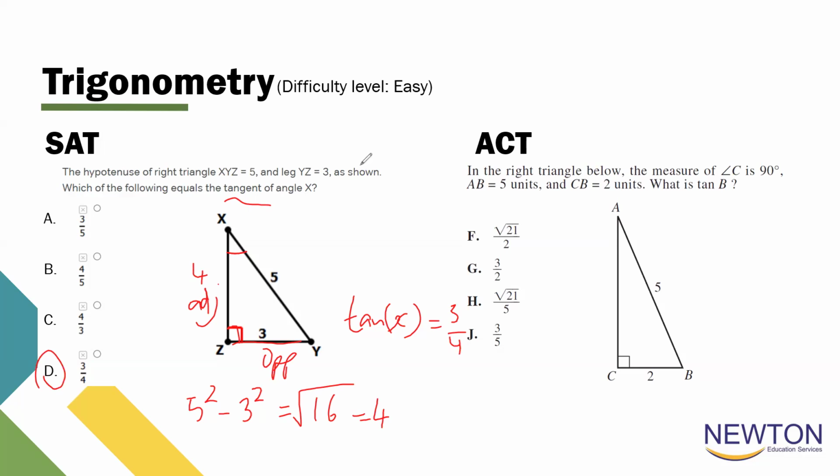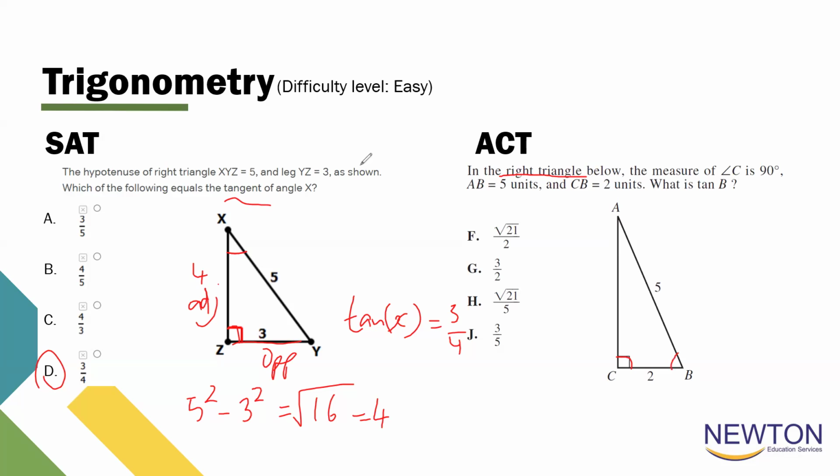Let's see how it's different for the ACT. In the right triangle below, they already mentioned to us that it's a right triangle, so we don't have to derive this from the square. The measure of angle C is 90. They also told us that this is 90 degrees. AB is 5 and CB is 2. What is tan B? So this is more straightforward.